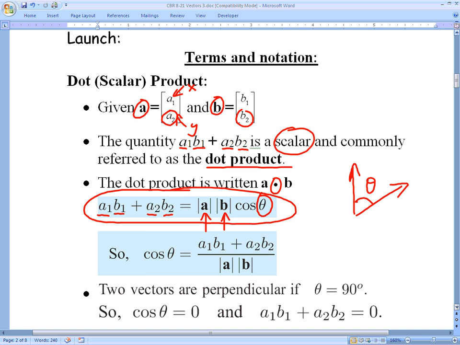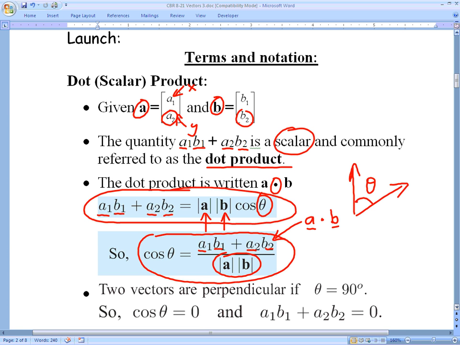A more common way to write that formula, which is probably found in your formula packet or something similar to it, is right here. Cosine of theta equals, and again, this is just the dot product. It could also be written A dot B. But here they've taken their two components. Again, the x components getting multiplied together, the y, and then we add those together. All divided by the product of the two magnitudes, which again came from our previous lesson.